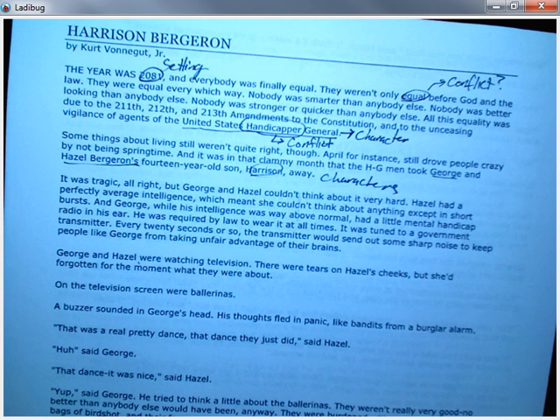It was tragic, all right, but George and Hazel couldn't think about it very hard. Hazel had a perfectly average intelligence, which meant she couldn't think about anything except in short bursts.